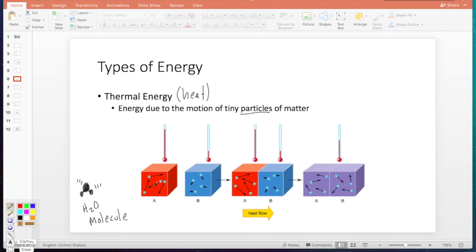So here you can see that system A here, these particles are moving around a lot, so it would have a lot of thermal energy. System B here, these particles are moving around very little. They're moving slowly, so it would have low thermal energy. And this diagram shows the thermal energy being passed from system A to system B. We will talk about that later, but for now all you need to know is that heat energy, thermal energy, is due to the motion of the molecules or the atoms within the substance. They are constantly moving, bumping around, colliding with each other, and that is called heat energy.